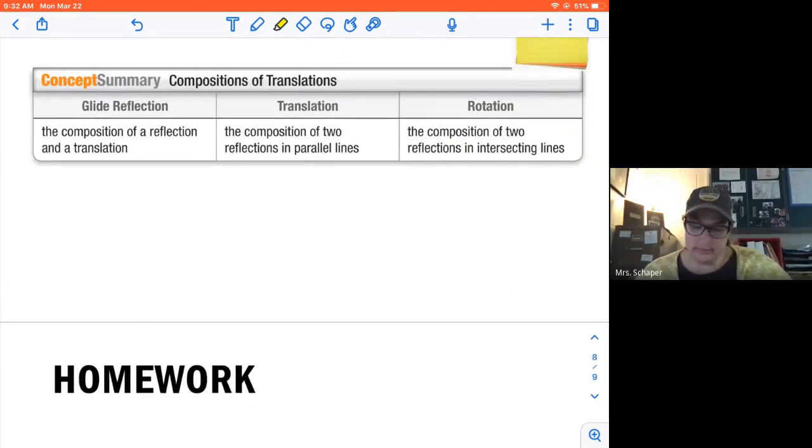All right. So these are some things that you have for just kind of a concept summary. Glide reflection, a translation is a composition of two reflections in a parallel line, and a rotation is a composition of two reflections in an intersecting line. Interesting. So that's how they're all related.